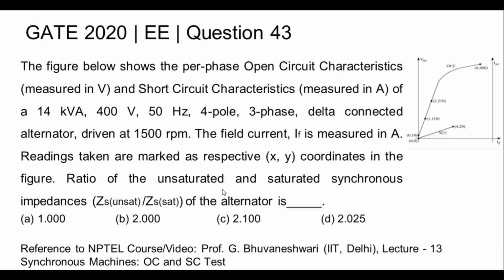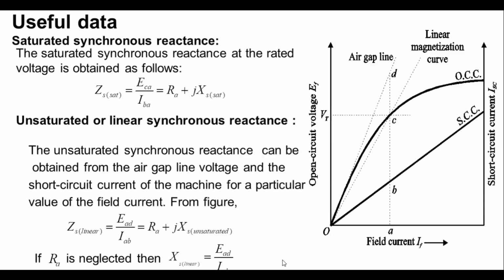Ratio of the unsaturated and saturated synchronous impedances of the alternator is: option A, 1; option B, 2; option C, 2.1; option D, 2.025. One can refer to the NPTEL course for further details. The useful data pertaining to solving this problem is as follows.